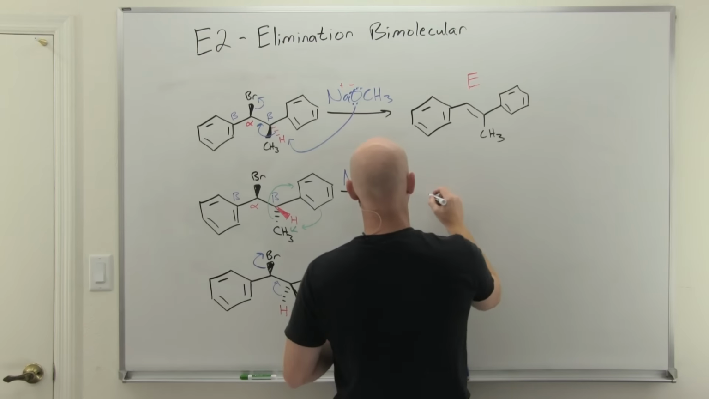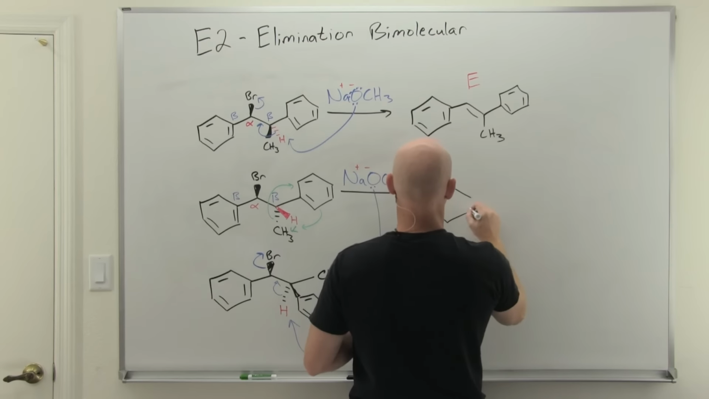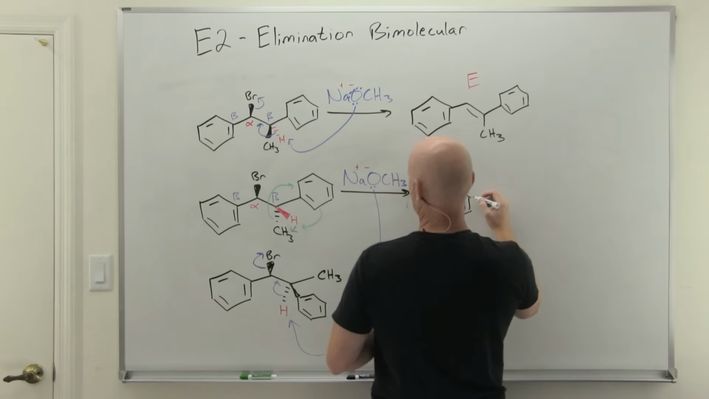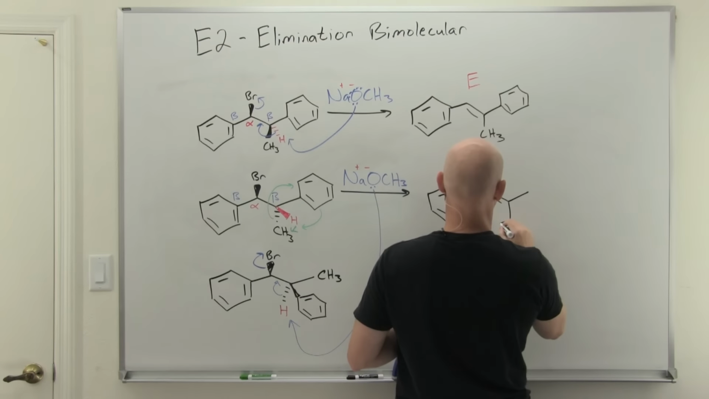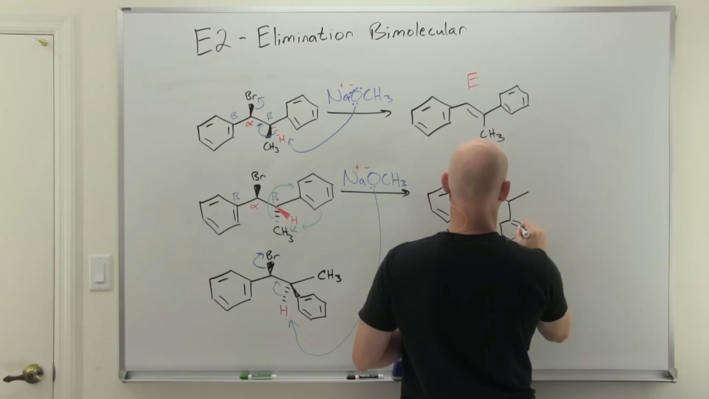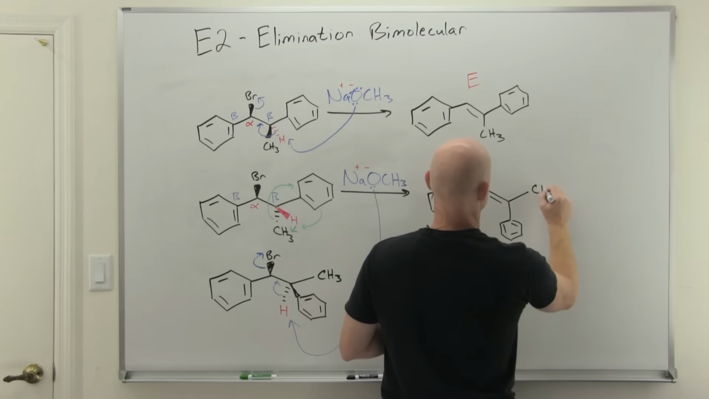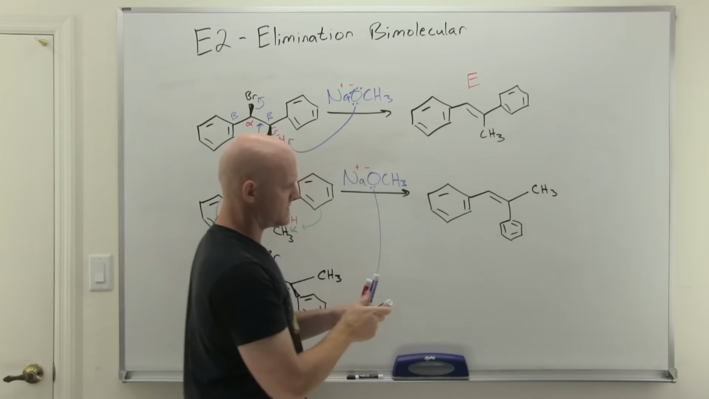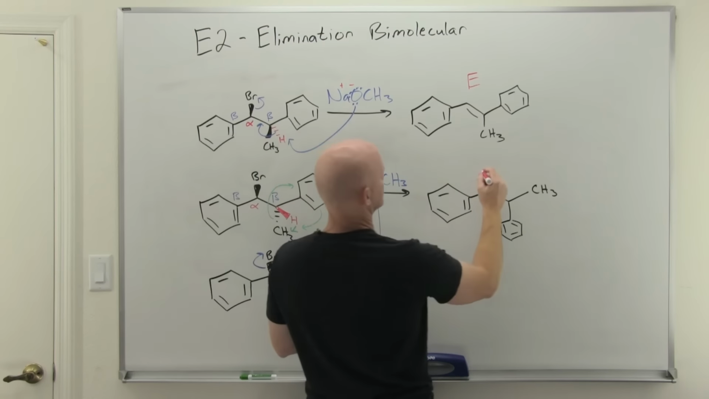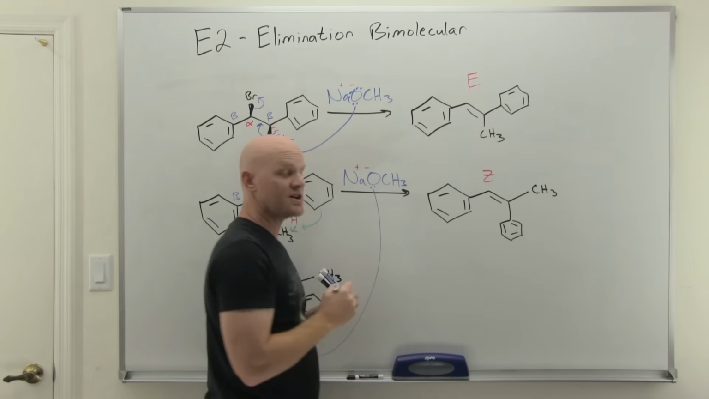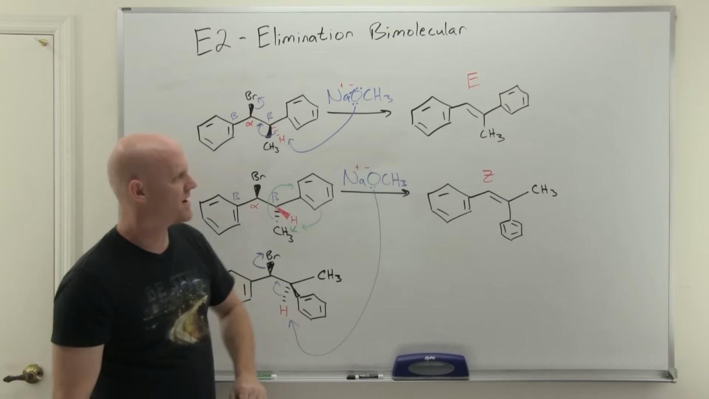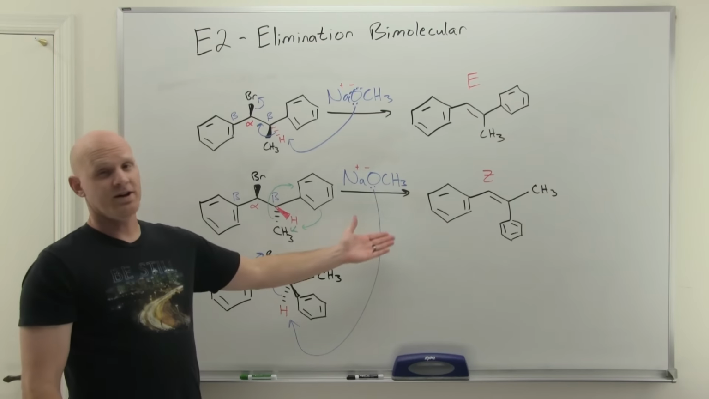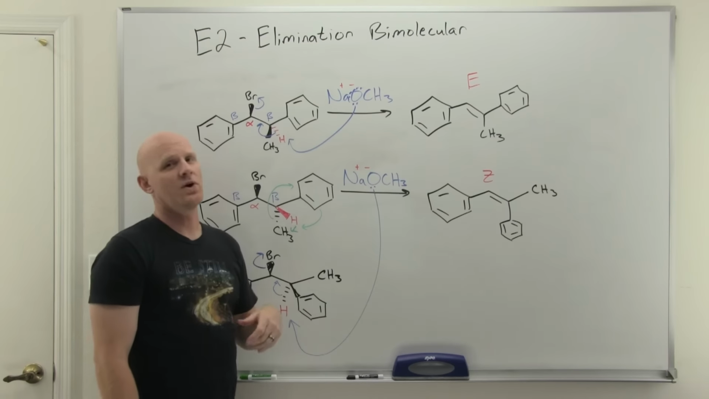And so if we draw our product out now, we see that we actually get the Z product. Now the two higher priority groups are on the same side, so they're cis to each other, and so we get the Z product. Cool, and we only get the Z. We're not going to get the E in this case at all.